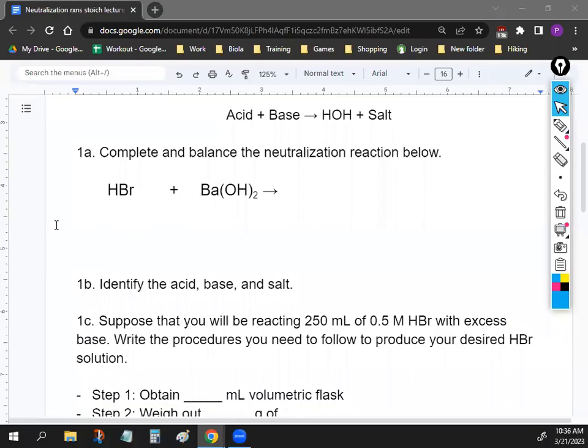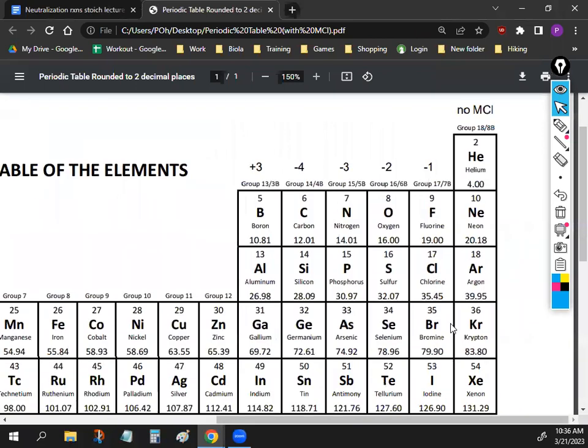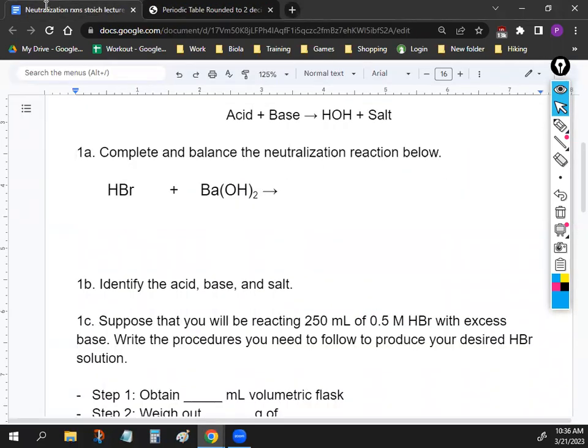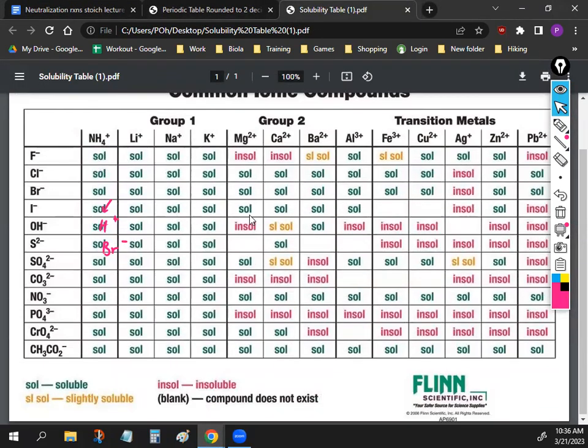Okay, so we're going to be finishing up this equation. The first thing you should have noticed is that we have HBr right here. If you look at the periodic table, H has a charge of +1, so it's going to break up into H plus. And Br is right here under -1. So this chemical is going to break down into H plus and Br minus. You can use the periodic table to do that. If you're more comfortable using the solubility chart, this is fine as well. There's no H here, but you've got Br. Whatever you like to use, you can use that, okay?